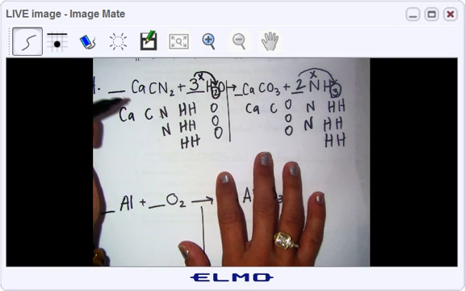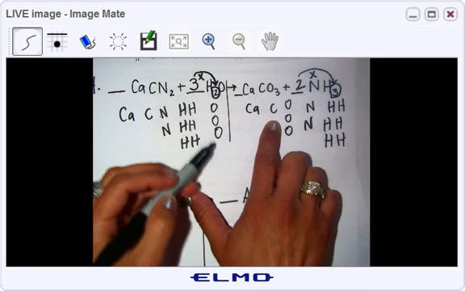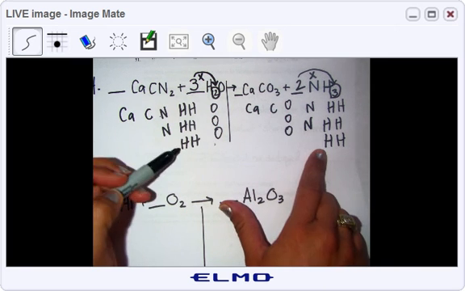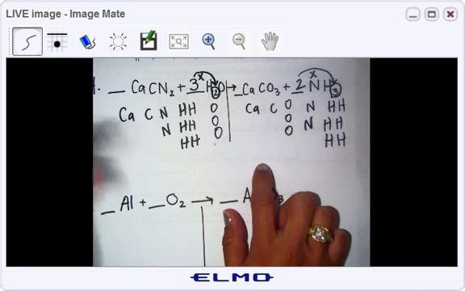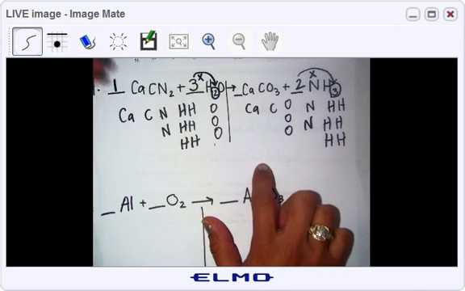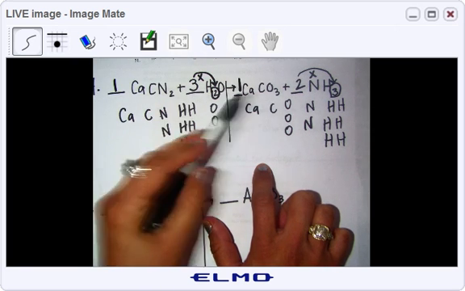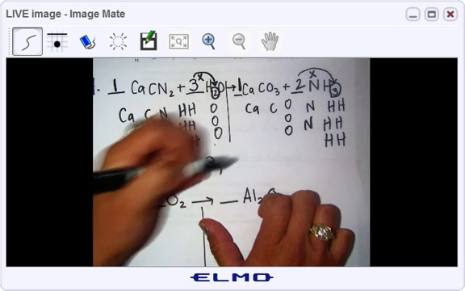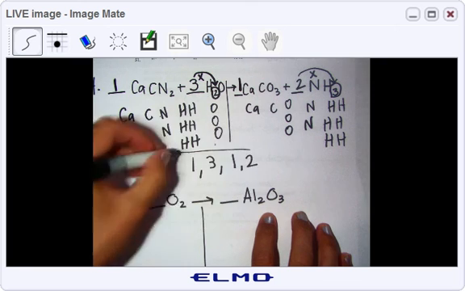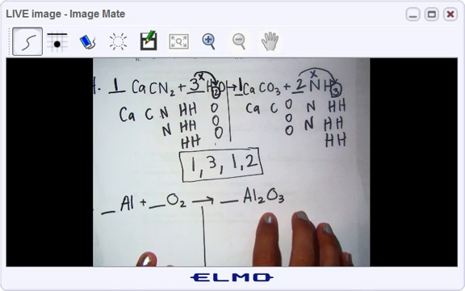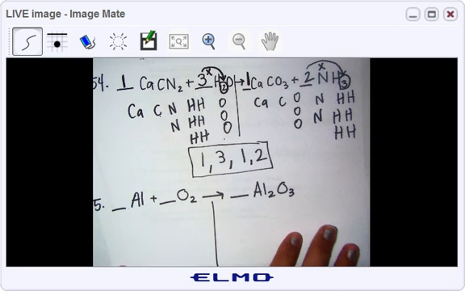Okay, so I'm going to go through and see if it's even. 1 Ca, 1 Ca, 1 C, 1 C. 3 O's, 3 O's, 2 N's, 2 N's. Okay, it's now balanced. Did anybody get anything different? So the official coefficients should be 1, 3, 1, 2. And you can pause it if you need to get that down.